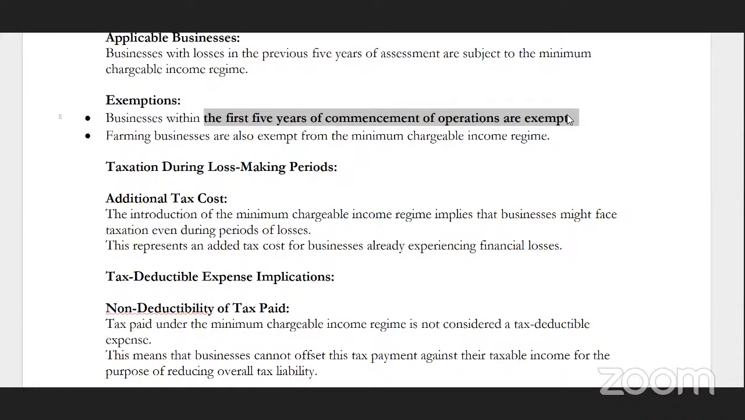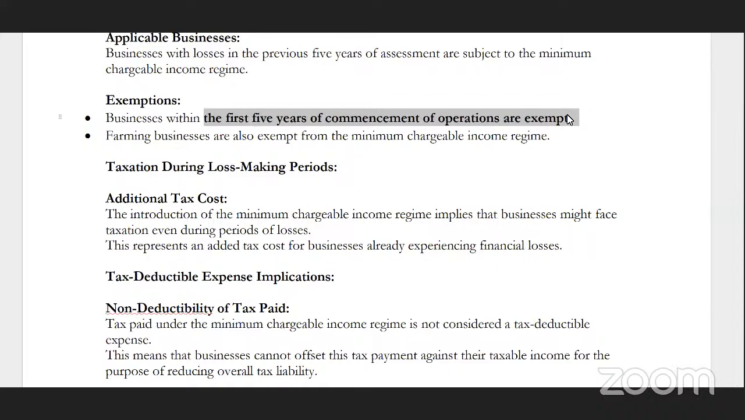Now, how do we tax during the loss-making periods? It creates an additional tax cost. The introduction of the minimum chargeable income regime implies that businesses might face taxation even during periods of losses. This represents an added tax cost for businesses already experiencing financial losses, which is the downside of things. But I told you this is an anti-avoidance provision, meaning it stops people from unnecessary tax avoidance or tax planning. I hope that is okay.